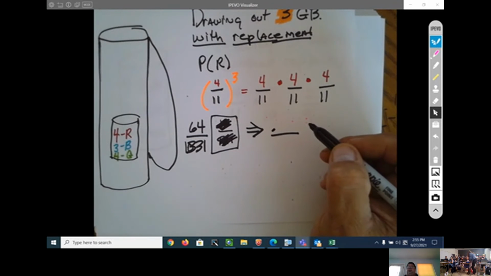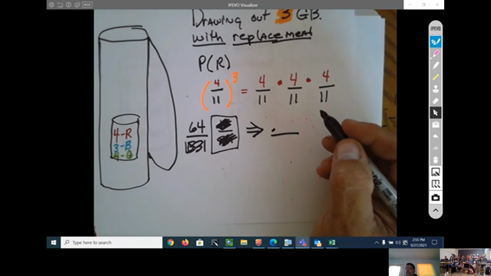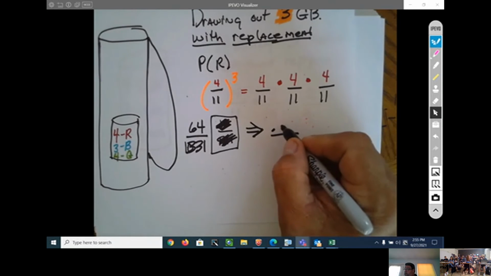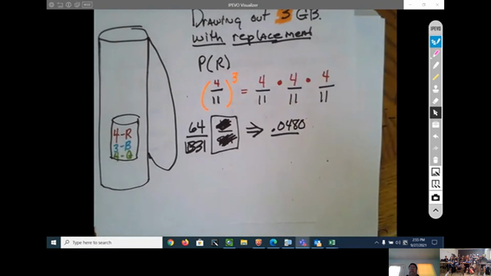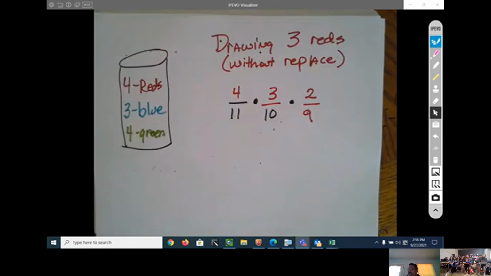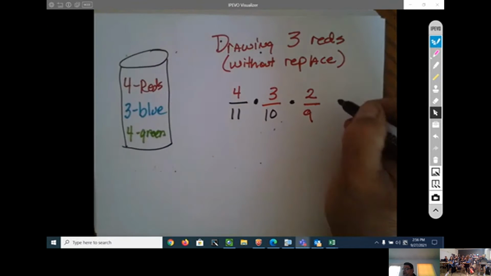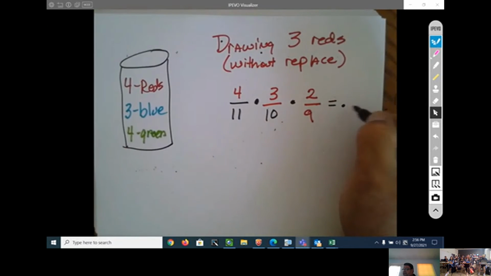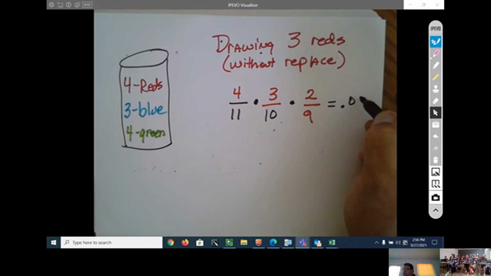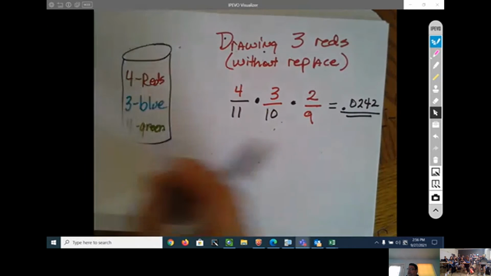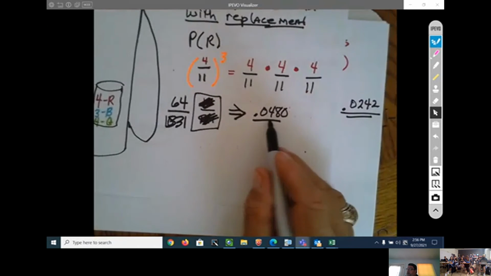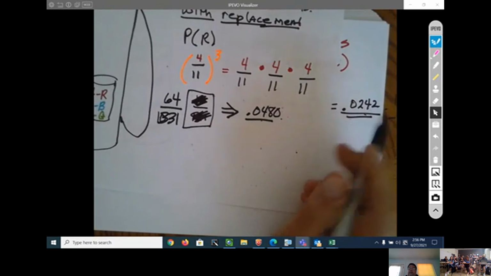64 over 1331 is 0.0480. Everybody agree with that? Yes, sir. Now somebody do this and round to 4 decimal places. 0.0242. Are they different? Yes or no? Yes. They are different.